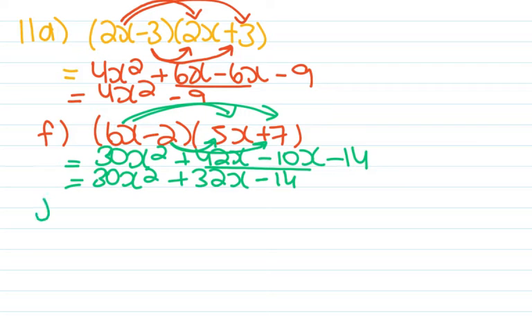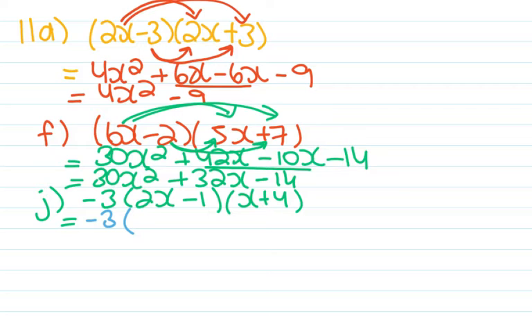And letter J, negative 3 times (2x minus 1)(x plus 4). So when we have a negative 3 out in front, we need to multiply the negative 3 into the brackets, but it's easier to first multiply the two brackets together, and once you have that expanded, then multiply the negative 3 in. So I'll leave the negative 3 out in front. 2x times x is 2x squared. 2x times 4 is 8x. Negative 1 times x is negative x. Negative 1 times 4 is negative 4.